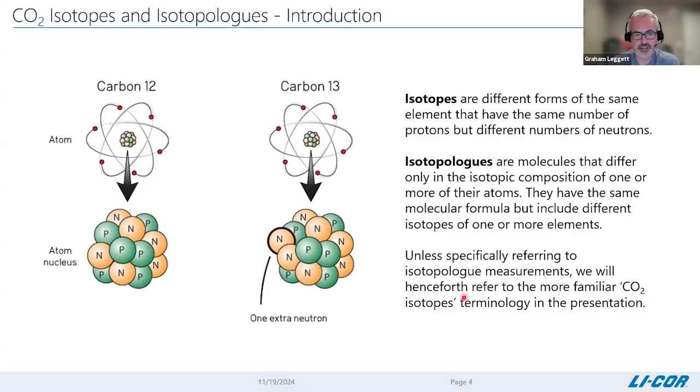In terms of the chemistry of the molecule containing these isotopes, it's exactly the same, but the difference in mass does affect different physical processes. We use the term isotopologues occasionally, and these are actually molecules that differ only in the isotopic composition of one or more of their atoms. And so they have the same molecular formula, but different isotopes of one or more elements. And you often hear the two terms used interchangeably, and perhaps isotopes is more familiar to describe both the elements and also the molecules. So we'll use that isotope terminology unless there's a specific reason to use the term isotopologue, just to hopefully keep things more familiar to people listening.